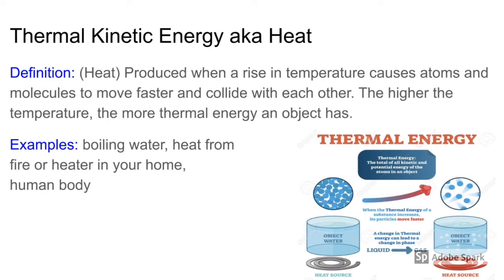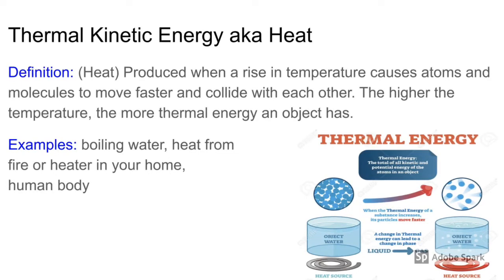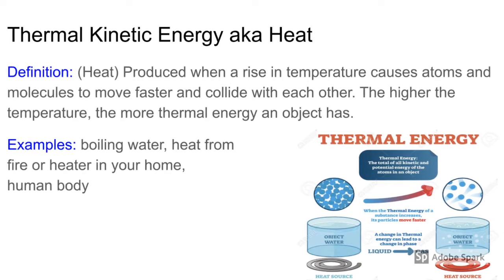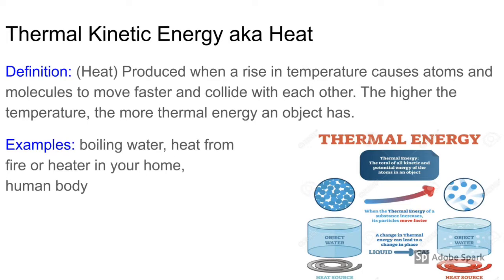Thermal kinetic energy, or heat, is produced when a rise in temperature causes atoms and molecules to move faster and collide with each other. The higher the temperature, the more thermal energy an object has, the faster the molecules will move. Examples would be boiling water, heat from fire or a heater in your home, or even from the human body.